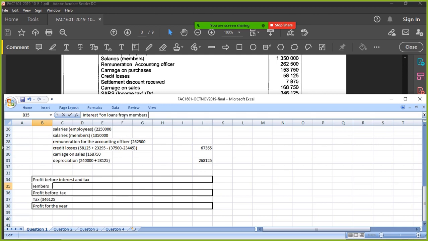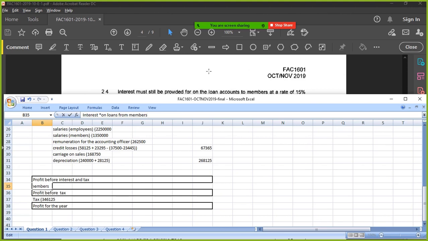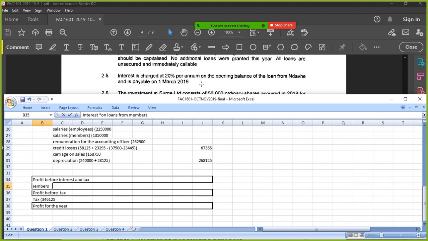Okay, members. So what is it? 20% on the opening balance of the loan, payable on the 1st of March. That's obviously next month, so it's an accrued expense. If it's an accrued expense, you wouldn't disclose it, so this would be interest payable, basically. But you would have to show it in the income statement.